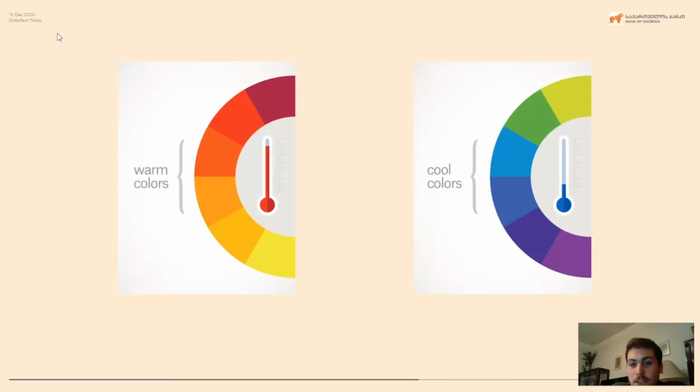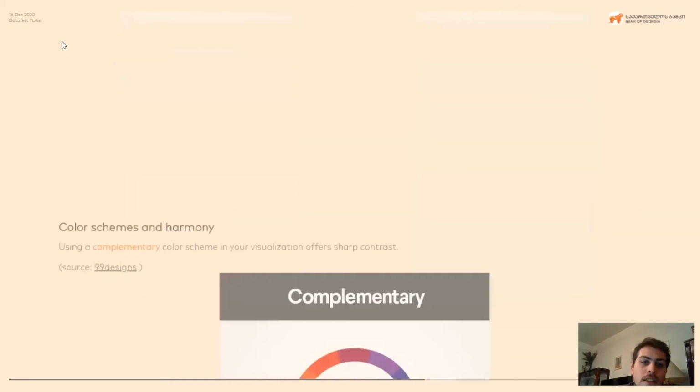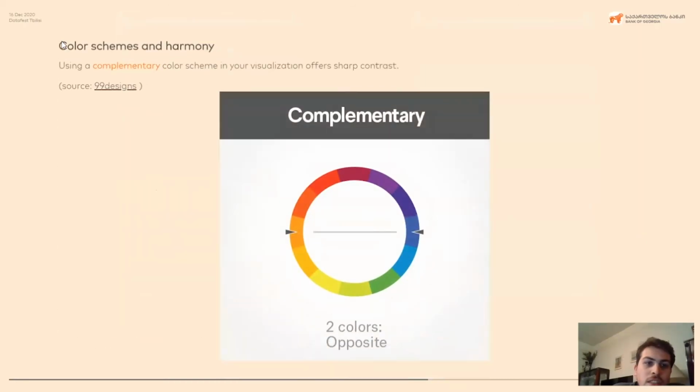So it depends on your task and on your situation, which colors you want to use. But let's talk about the most important topic based on colors. Let's talk about color schemes and color harmony. It's not easy to choose colors when there are thousands of colors in our devices, right? And the number of their combinations is exponentially higher.